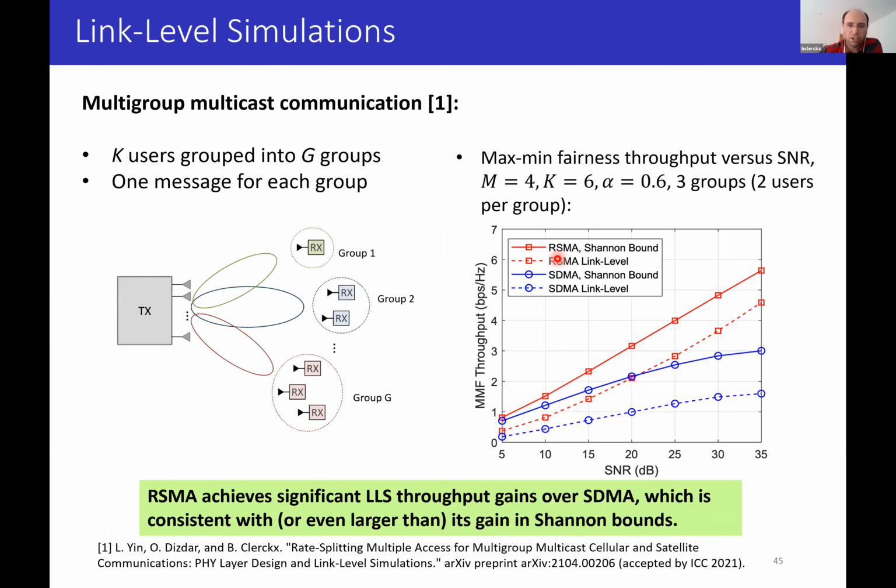Right, link level simulation when you have multi-group multicasts. So here again, you have the plain one, the Shannon bounds, and the dashed one, the link level performance. And you see that in these multi-group multicast, you get really significant performance enhancement of RSMA in red versus SDMA in blue. And the gap is even larger when you have actual link level evaluation compared to Shannon bounds. So again, significant performance, at the cost of RSMA having one SIC. And so there is a higher complexity at the receiver compared to SDMA, but it's only one SIC.